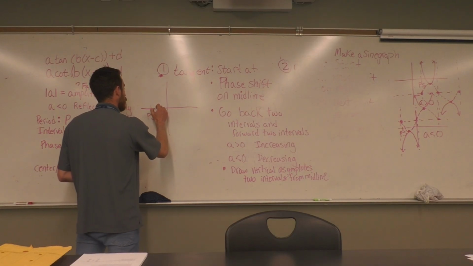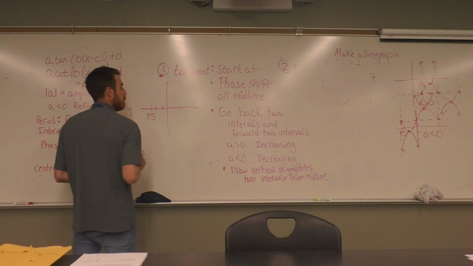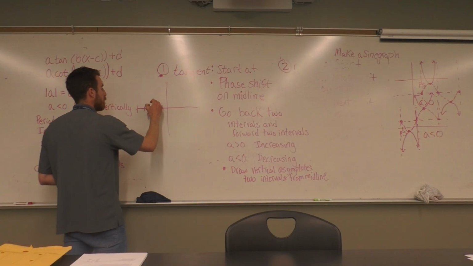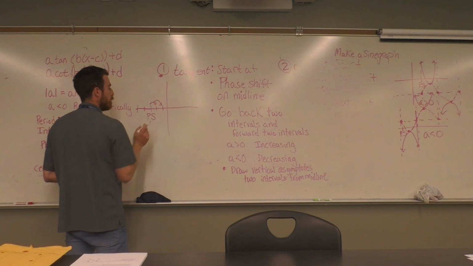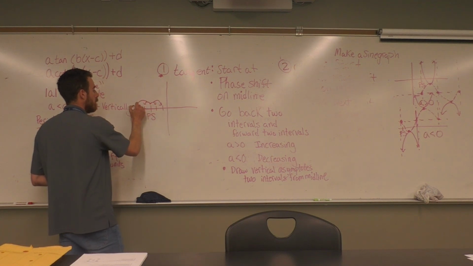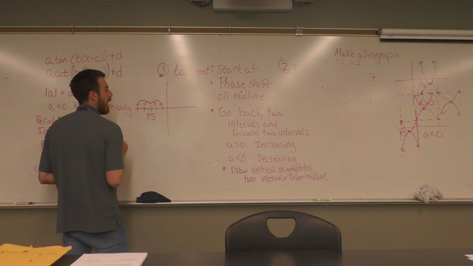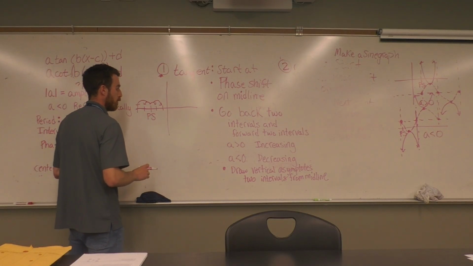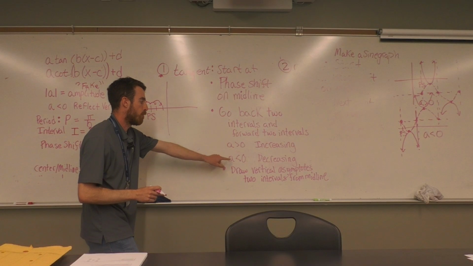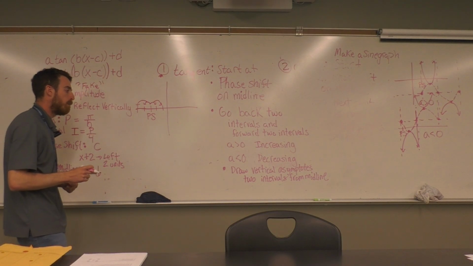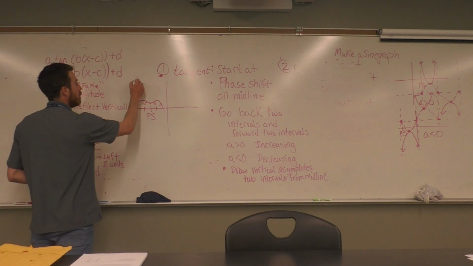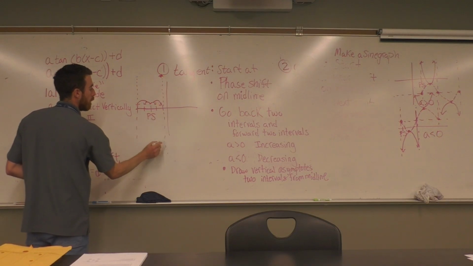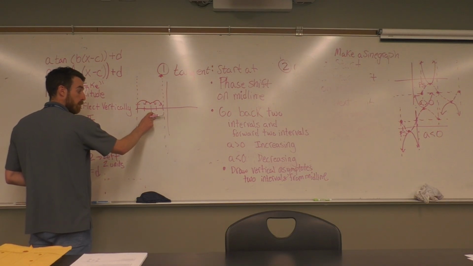But then I say that we would go back 2 intervals and forward 2 intervals. So I'll put a couple more tick marks. 1, 2, and 1, 2. My full period does not happen after my phase shift, but 2 before and 2 after. Then, and I'm going out of order here, but let's not draw the whole graph. There are vertical asymptotes 2 intervals away from where you hit the midline.